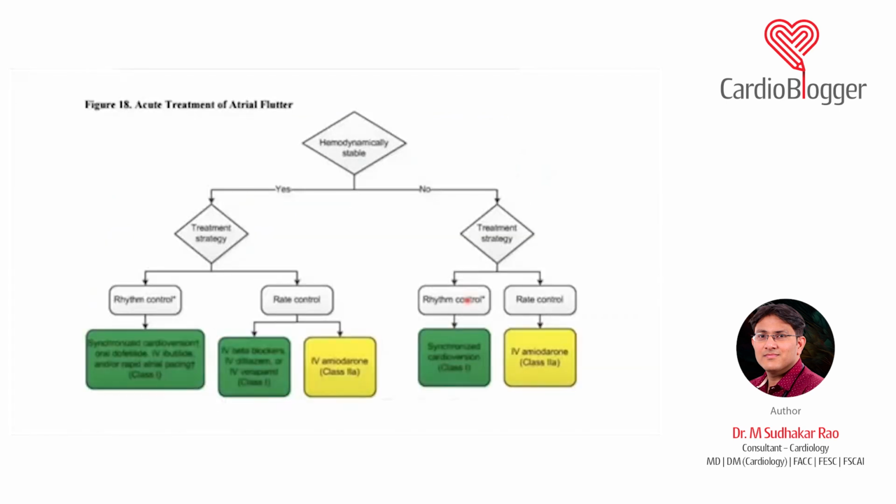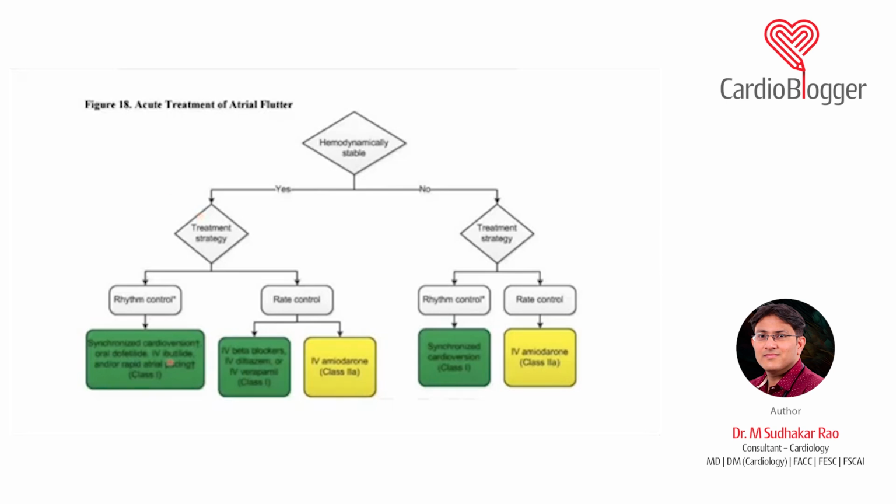So for a hemodynamically stable patient with atrial flutter, I just want to focus on one point. The treatment strategy of atrial flutter remains the same as atrial fibrillation. You have to do rate control, you have to do rhythm control, and you have to give anticoagulation in the same way as you are giving to a patient with atrial fibrillation. But the one important thing is that the catheter ablation success rate is very high in patients with flutter as compared to fibrillation.